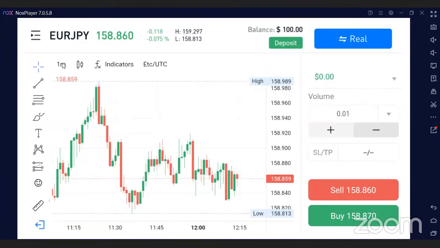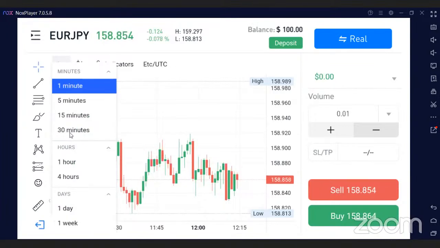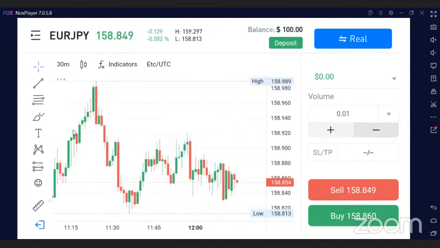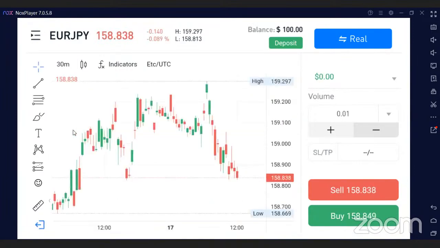Whenever you come to the chart like this, it will always be on 1 minute. Okay, so 1 minute is for scalpers. But as a beginner, I wouldn't advise you to go to the 1 minute. You want to go to a higher time frame, like 30 minutes, 1 hour, or even the 4 hour. So let us stay at 30 minutes for now, since we've already placed our pending order.